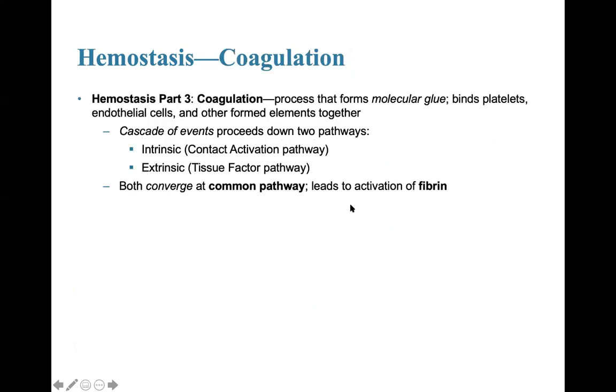Part 3 is coagulation. This is a process that forms the molecular glue. It binds the platelets, endothelial cells, and other formed elements together. This involves a cascade of blood clotting proteins, which proceeds down 2 pathways. We have the intrinsic pathway, which is contact activation, and the extrinsic pathway, which is the tissue factor pathway. Both of these pathways, no matter whether they're started intrinsically or extrinsically, will converge at a common pathway that leads to the activation of fibrin.